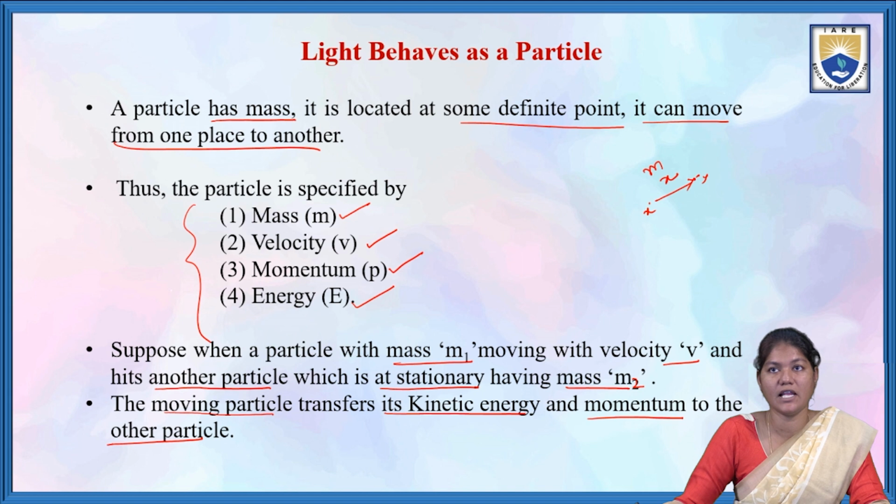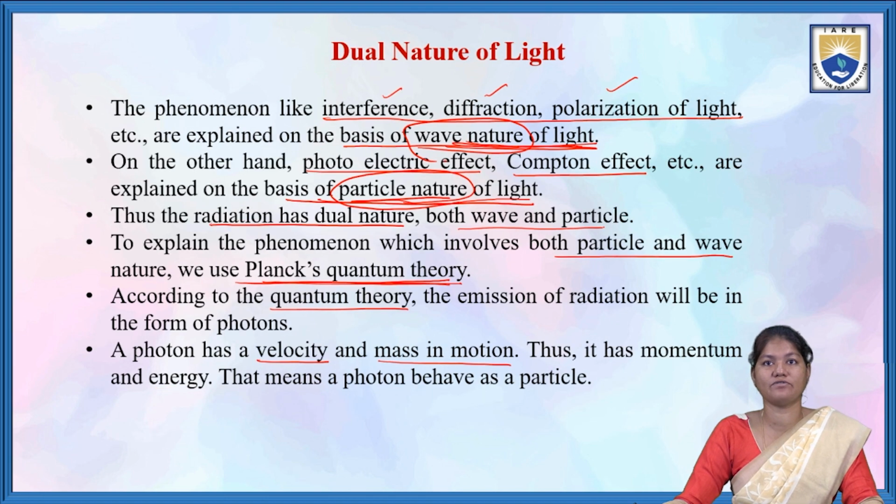And we saw that light behaves as a particle. So what is a particle, where does it exist, and what are the specifications of a particle, and when two particles interact with each other while in motion, how their energy is transferred, and the dual nature of light.